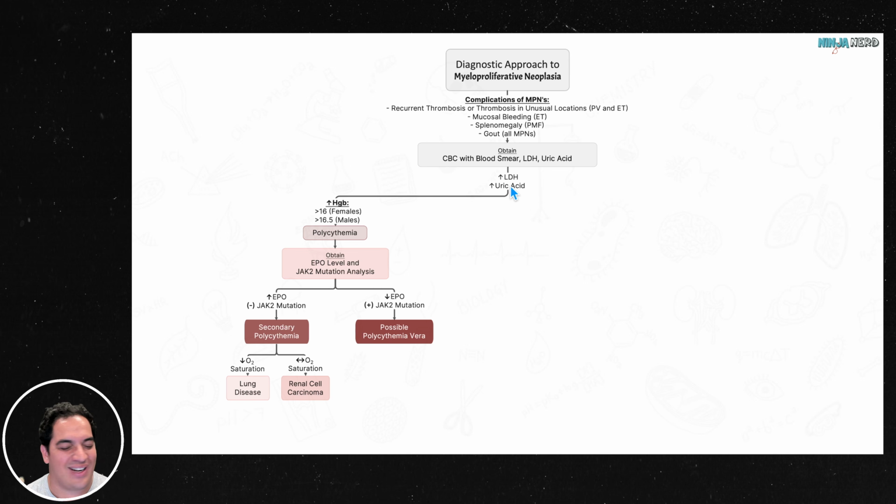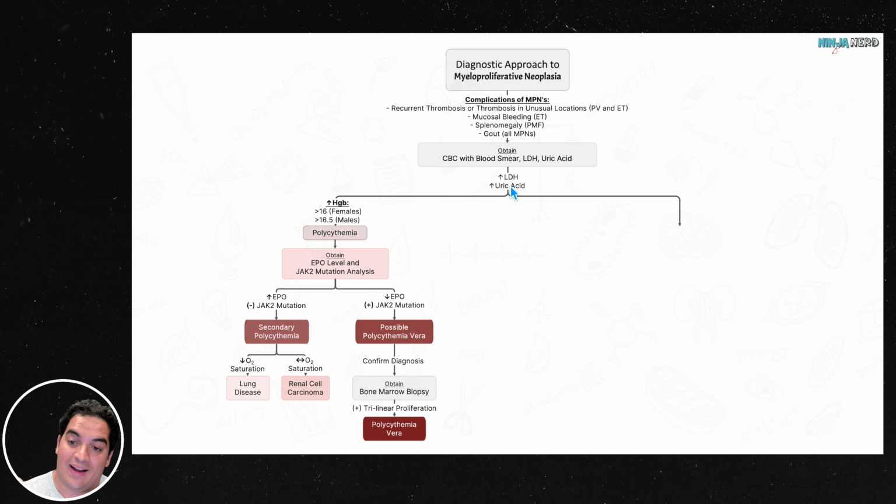And what else could I get? What did I tell you? I said that word like three times. Trilinear hypercellularity. I could have all three cell lines be increased. So if I do a bone marrow biopsy and I find that all my cell lines are increased, I've got polycythemia vera. It's done.